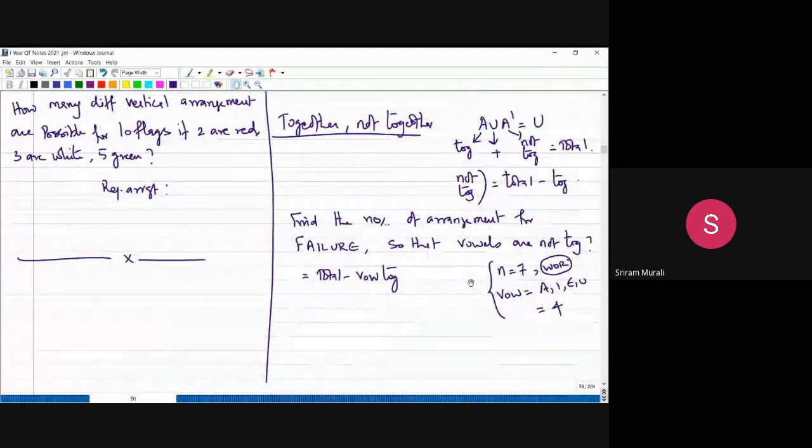How many vertical arrangements are possible for 10 flags if 2 are red, 3 are white and 5 are green? So the total is 10. Is this with repetition or without repetition? With repetition, sir.